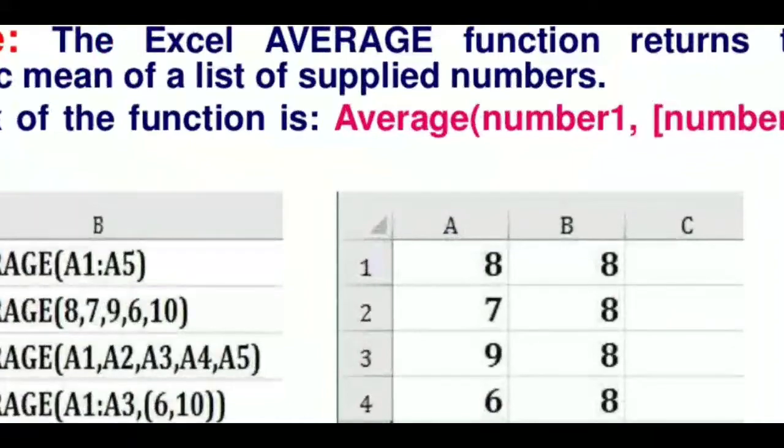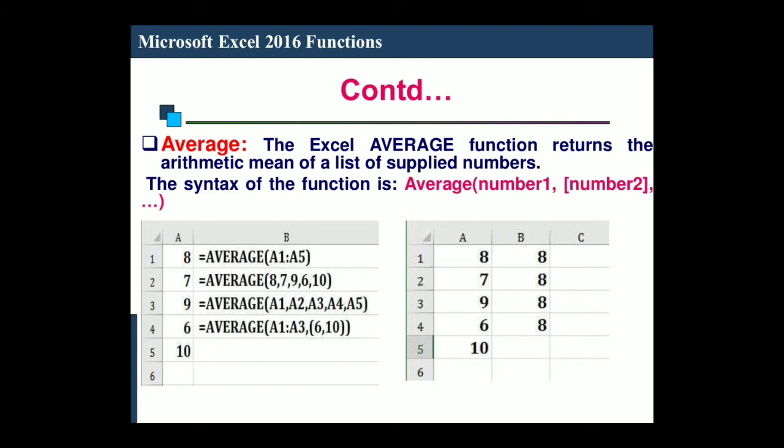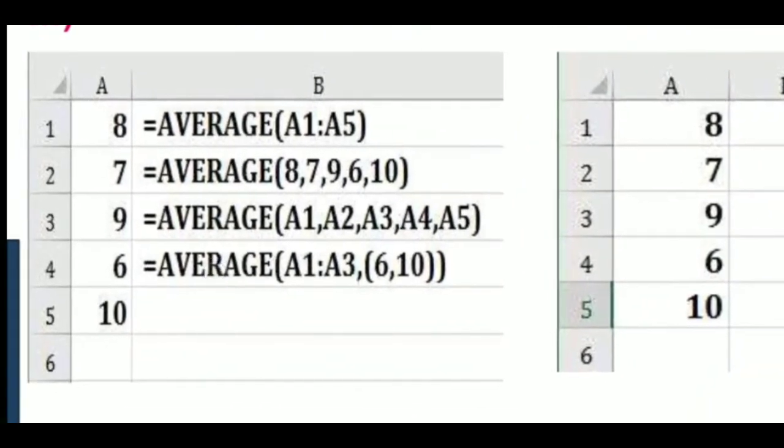Now the next function is to find average. Okay, to find average we can use AVERAGE function. So what is the method? How can we use AVERAGE function? Average function can be used in the following ways. For example, you can see we have given a data here from A1 to A5, means 8, 7 and 9, 6 and 10. You can see now we have to find average.